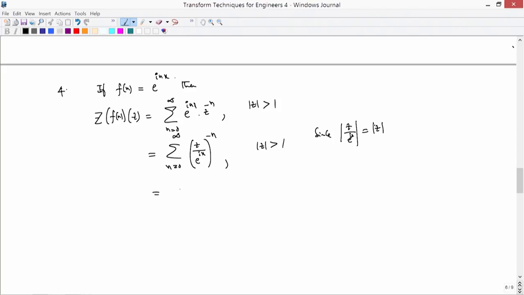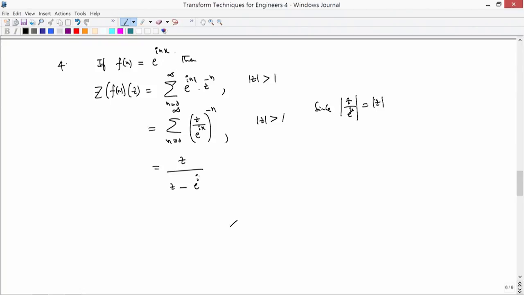This becomes 1 over 1 minus e power i x by z. So that is z by z minus e power i x. This is valid for mod z greater than 1. So this is your z transform.